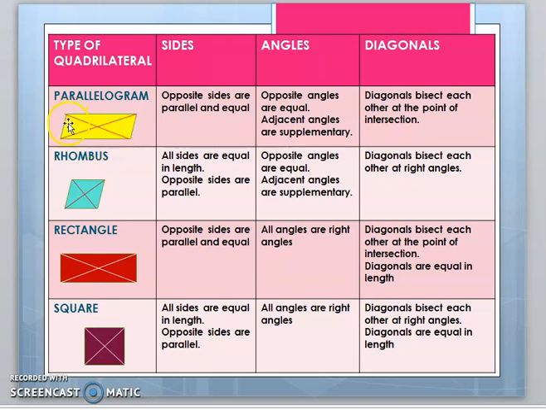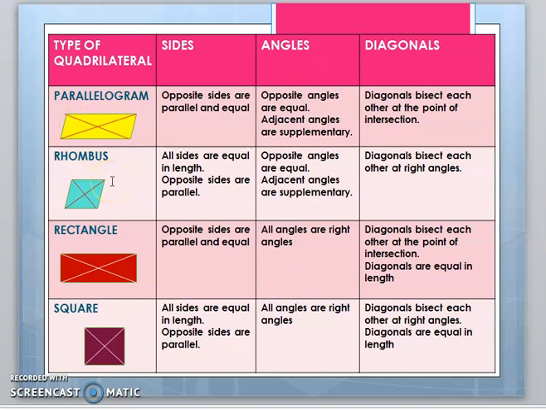That means these two angles, these two are adjacent angles, they add up to 180 degree. And the diagonals, they bisect each other. That means at the point of intersection, they divide each other into two equal halves.